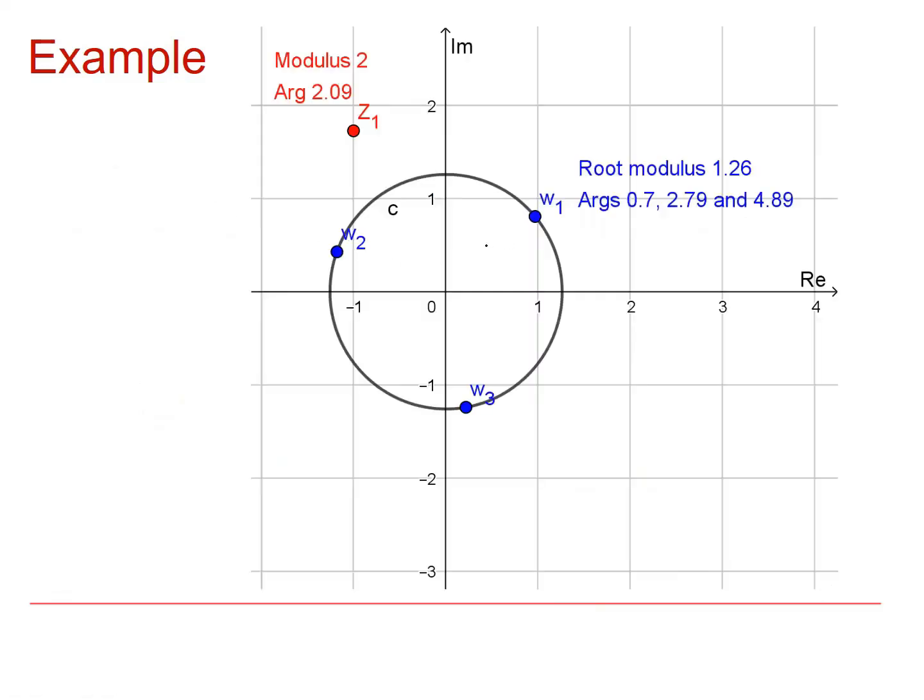There's those roots represented on an Argand diagram. So this one has a theta value of 2 pi by 9. This one has theta is 8 pi by 9. And this one has theta is 14 pi by 9. The radius of that circle is about 1.26, which is the cube root of 2.